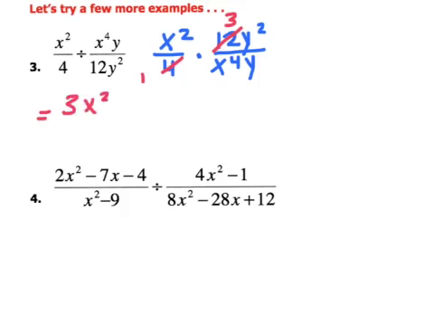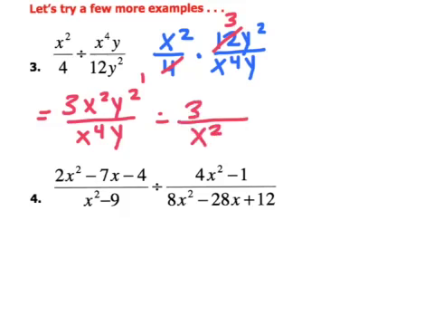3x squared y squared would be in my numerators when I multiply, and I would have an x to the 4th y in my denominators. So now 3 is still in your numerator, combining your like terms with your x's by subtracting. You have an x squared left on the bottom and a y to the 1st on top.